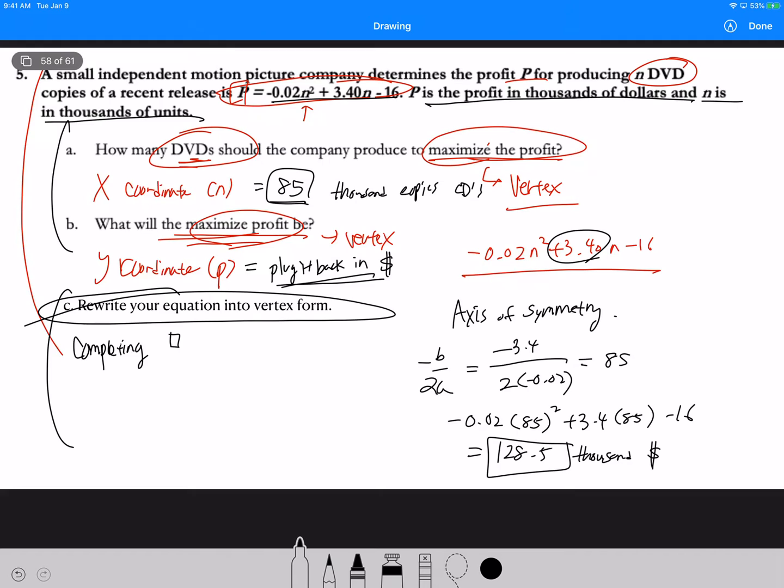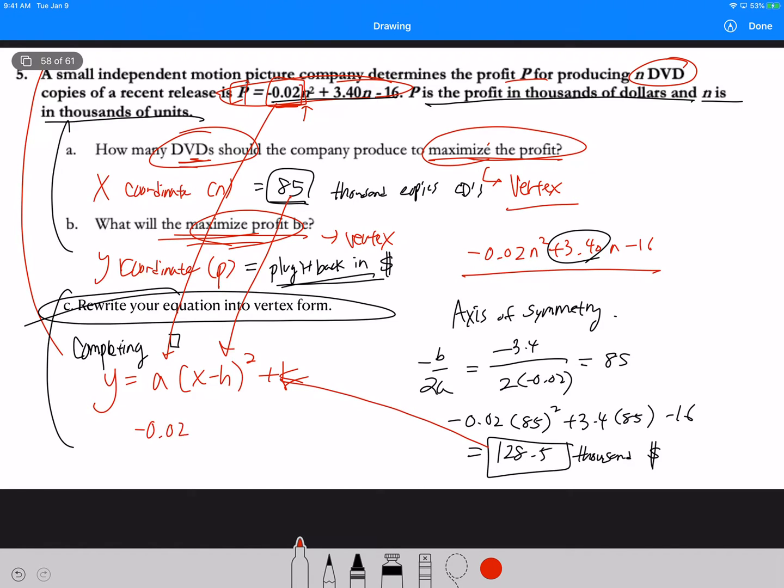But the easy way out of this is that the vertex form is always given to us as y equals a times x minus h squared plus k. So all I've got to do is just plug in the h, plug in the k, and where is the a value at? It's right here.